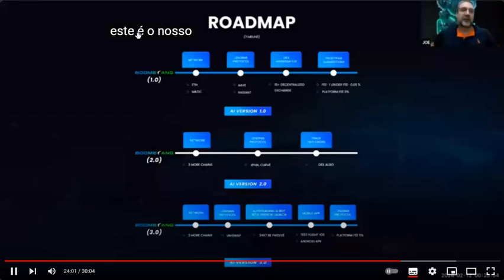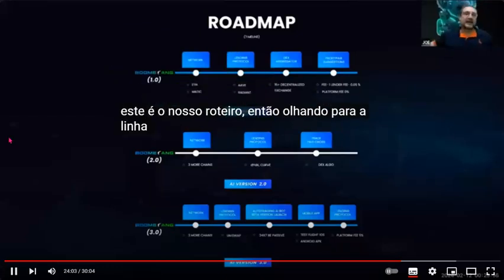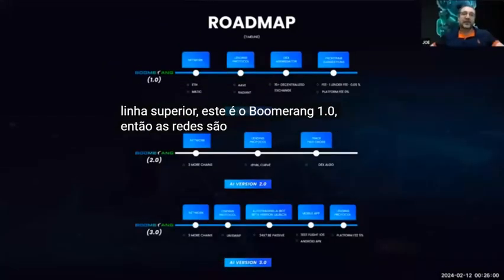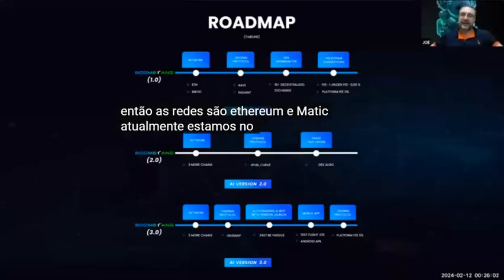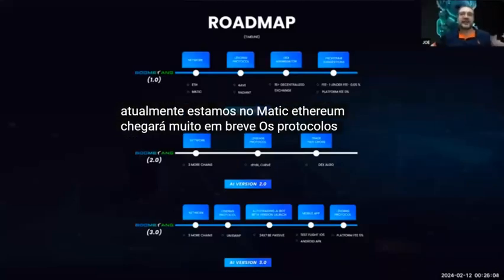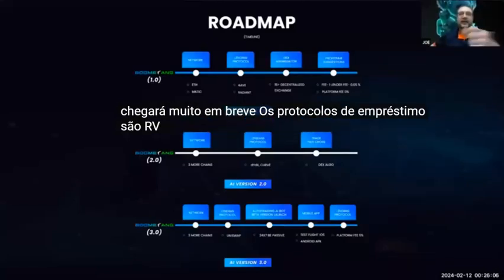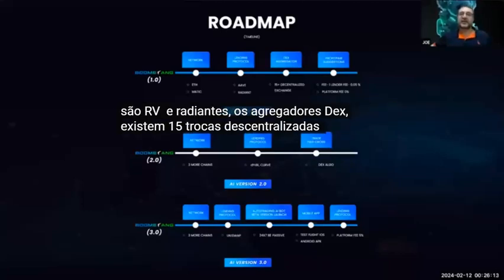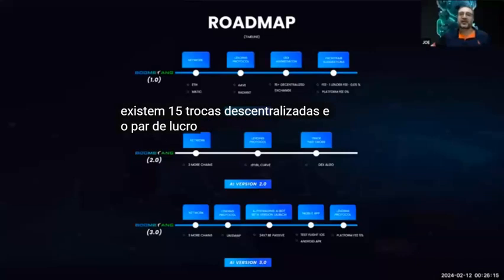This is our roadmap. Looking at the top line, this is Boomerang 1.0. The networks are Ethereum and Matic. Currently we're on Matic. Ethereum is coming very soon. The lending protocols are Aave and Radiant. The DEX aggregators: there are 15 decentralized exchanges. And the profit pair suggestions.